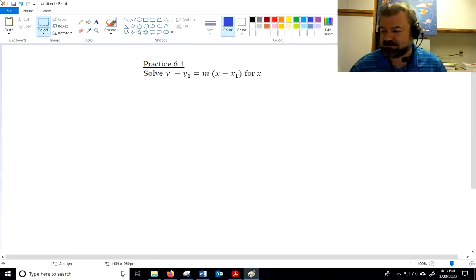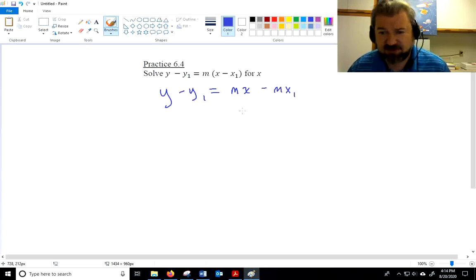Okay, let's see how you did. All right, solving for x. So I got y minus y1, and this is, so what did you do here? Did you distribute or did you divide both sides by m? You could divide both sides by m first. It'd be a little bit different story, wouldn't it? I'll distribute, and I'll tell you what, I'll do it this way, and then for those of you out there that did it a different way and want to check that result, we will go over that.